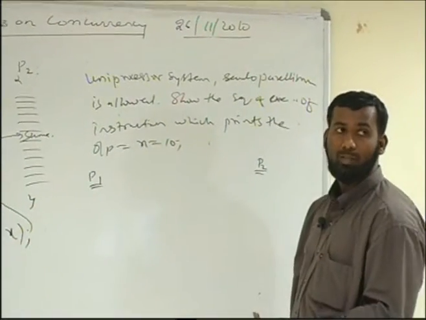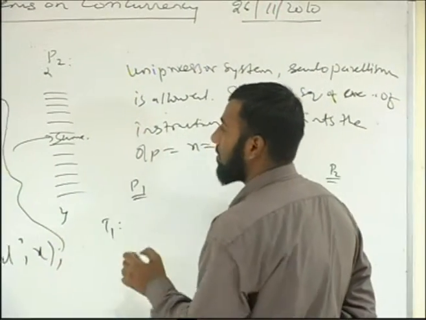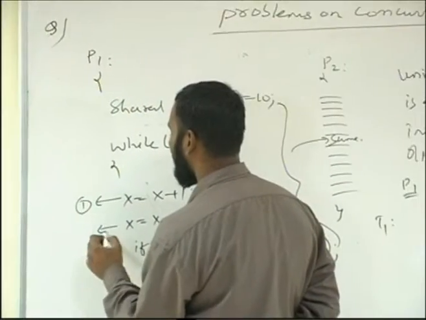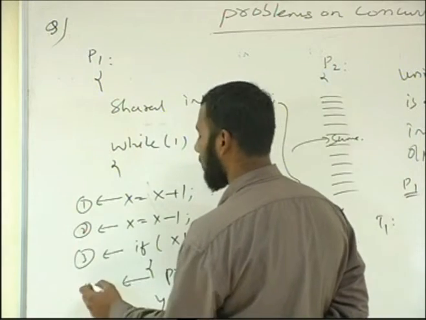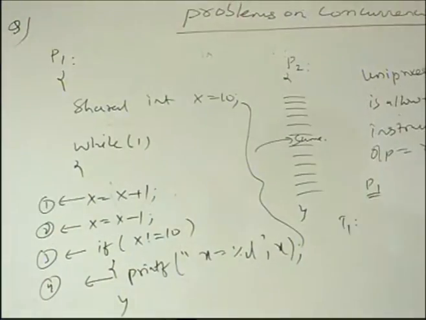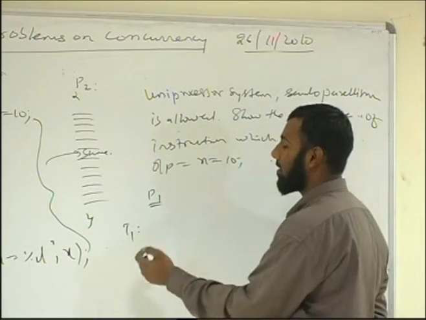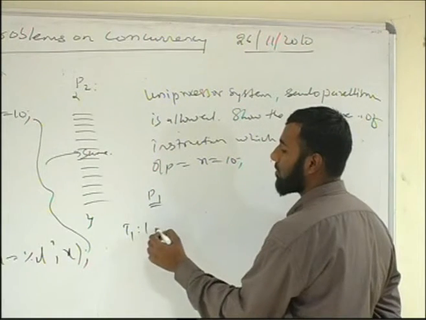Now let us write the sequence of steps of how process P1 and process P2 execute, which results in x is equal to 10 being displayed. Now I just mark the instructions as equation 1, equation 2, equation 3 and equation 4. These are 4 equations. So assume that at some time, take time 1, instruction 1 has been executed.